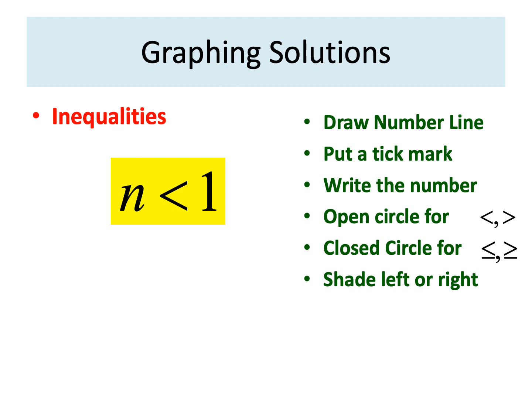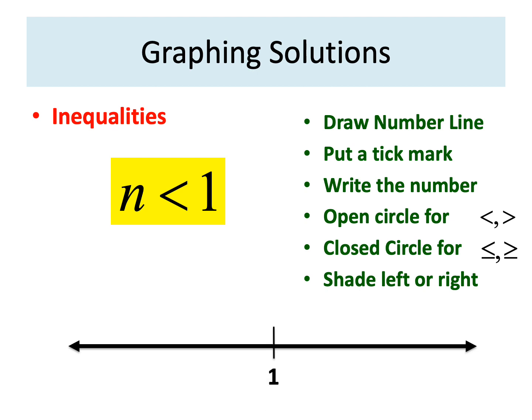n less than 1. Step number 1, draw a number line. Step number 2, put a tick mark. Step number 3, the number in the inequality goes right there. It's not going to be 0. Other math teachers would have you write numbers bigger than 1, smaller than 1, but it's a number line, people. We don't need to do that. We know where those numbers are.